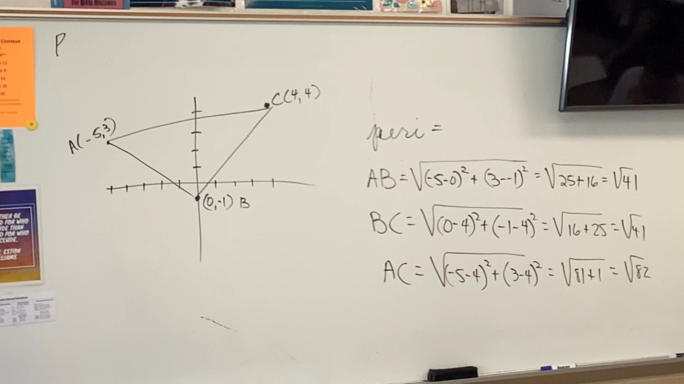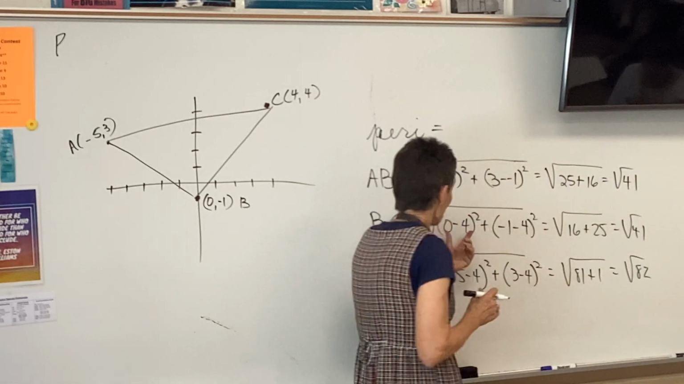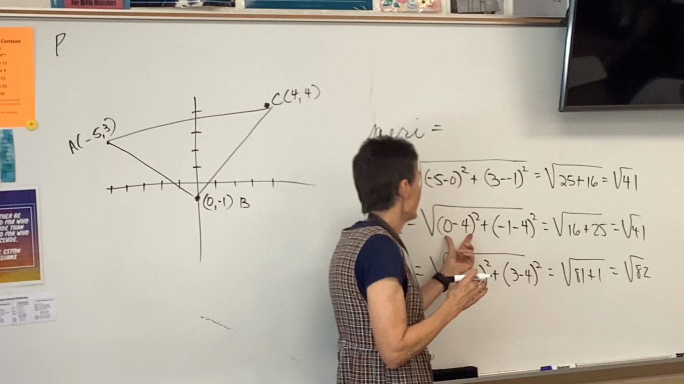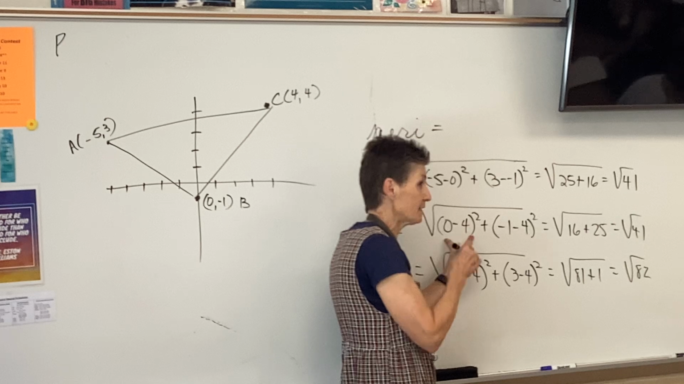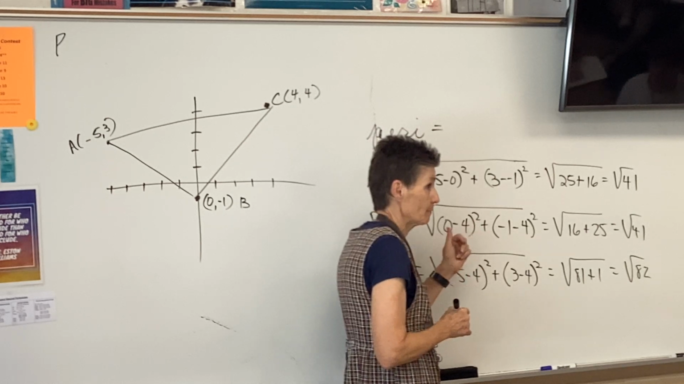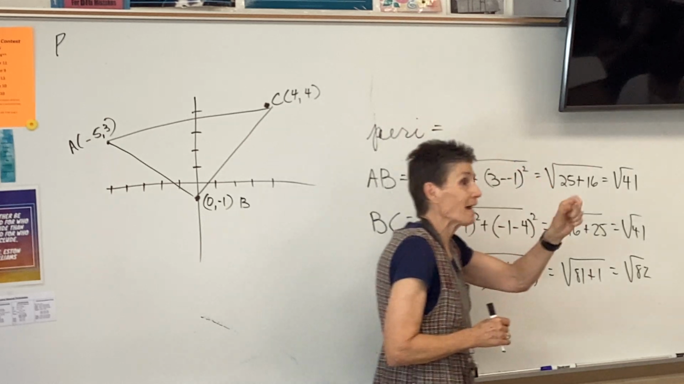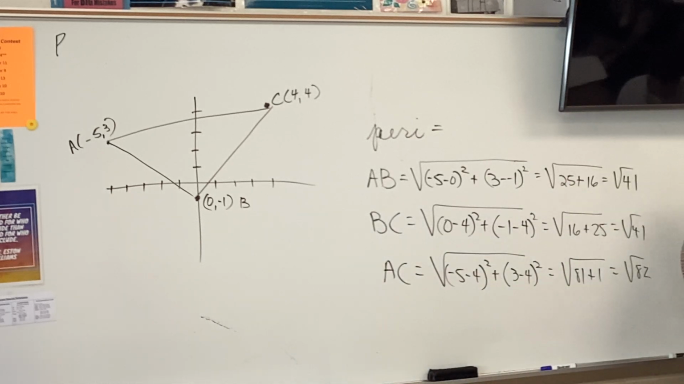You square both. I just picked the wrong numbers. It was just a mistake. Yeah, I know. You square both inside. So you do the subtraction first. Yes, exactly. So we're going to subtract this and then square it. So you're subtracting first. Subtract your x's and square it. Subtract your y's and square it. And then add those together.